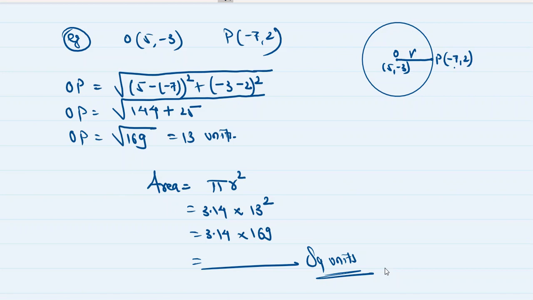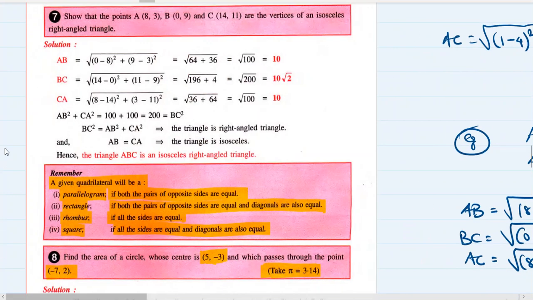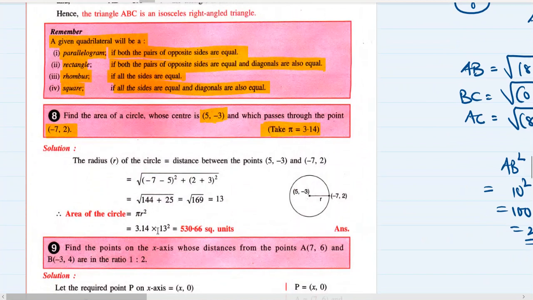Okay, I think you all have got the answer. Let's check. Yes, so it should be 530.66 square units. 530.66 square units. Okay.